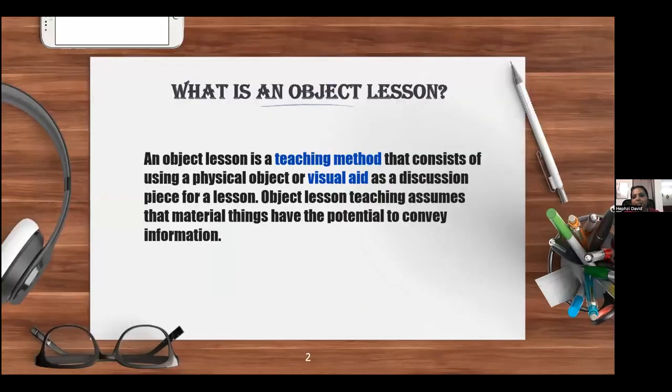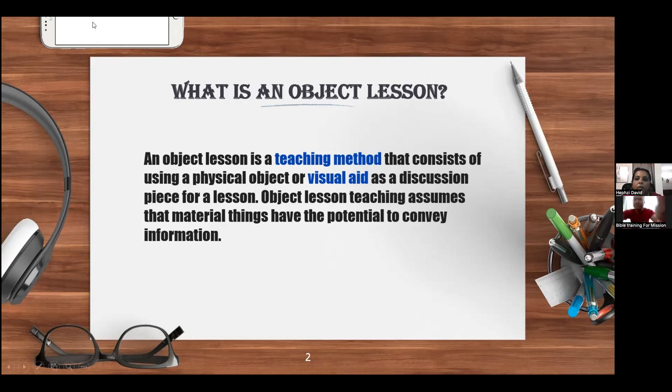So what is an object lesson? An object lesson is a teaching method that consists of using a physical object or a visual aid. Now, this is a pencil, this is a pen. If you are taking an online class, you could display pictures, screenshots, or make a PowerPoint of the objects that you are going to use.